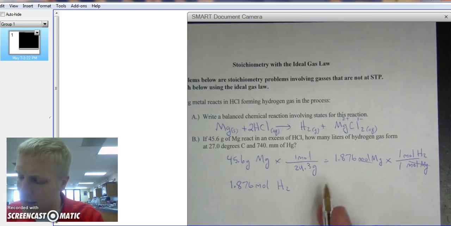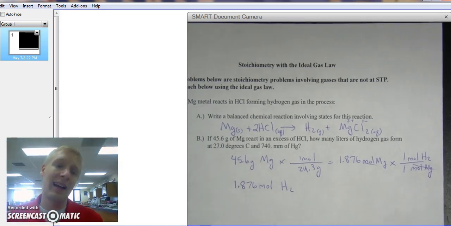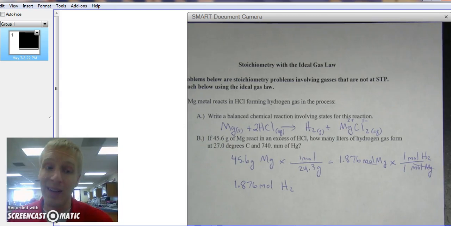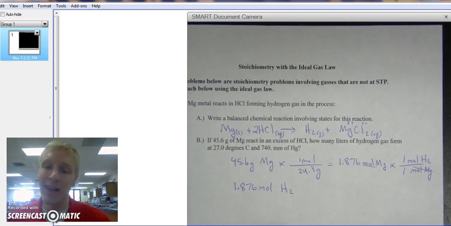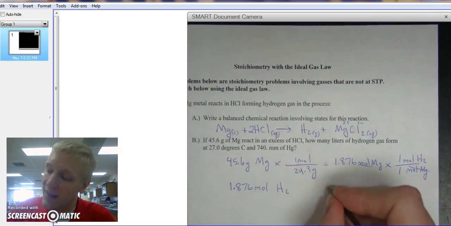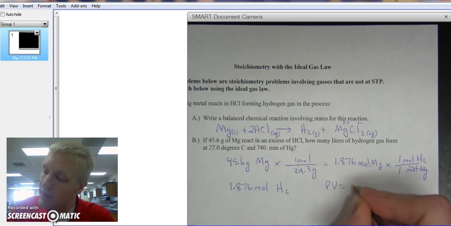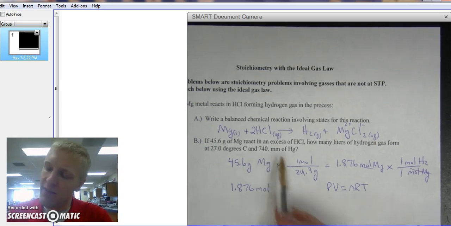Alright, now it says how many liters of hydrogen gas form at these conditions. These are not STP conditions, so I can't just convert it to liters by multiplying by 22.4 liters per 1 mole. Can't do that. When you're not at STP, you have to use the ideal gas law, PV equals nRT.